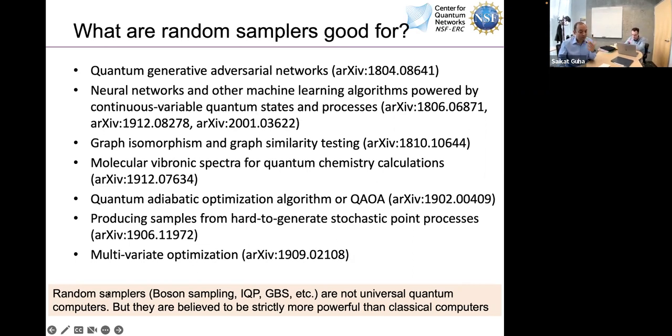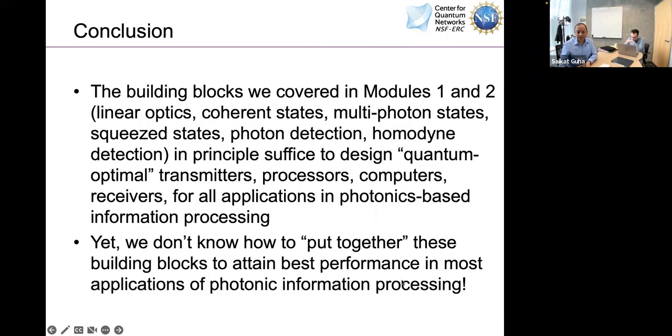Complexity theorists believe that these random samplers, boson sampling, IQP, Gaussian boson sampling, etc., are not as powerful as universal quantum computers, but they're believed to be strictly more powerful in the complexity theory sense than classical computers. So I'll leave it at that.